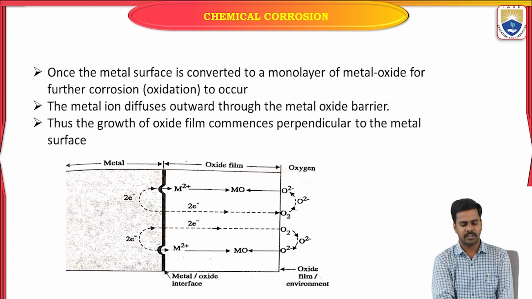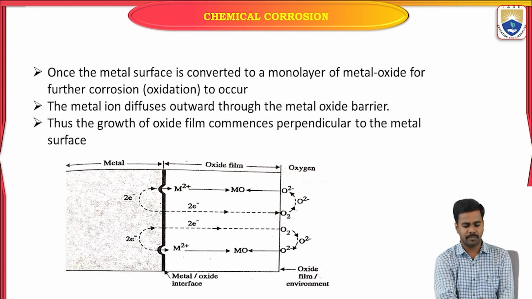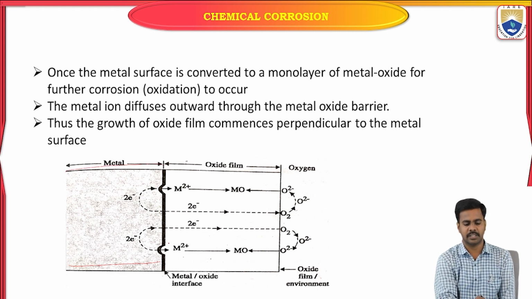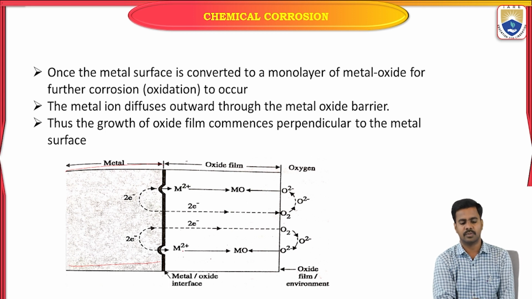So look at here. Suppose you take some metal, and this is the surface of the metal, that means the top position of the metal. So here oxygen attacks the surface of the metal. So metal converts into metal ions.